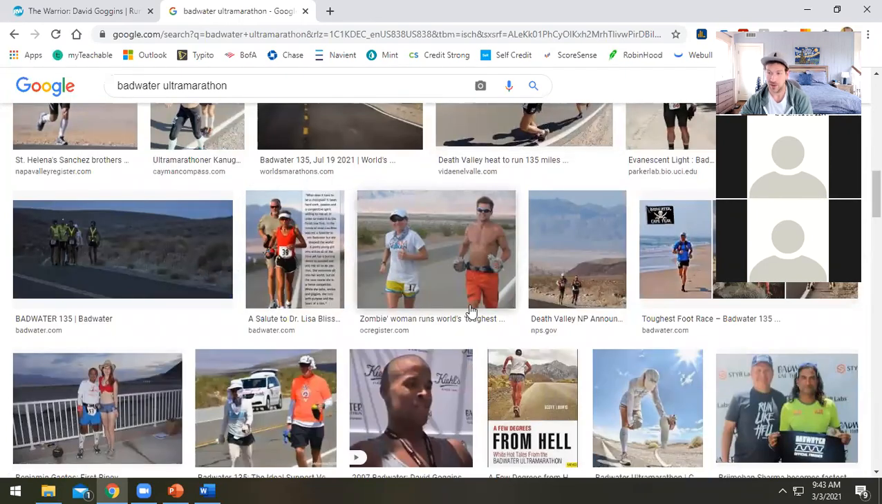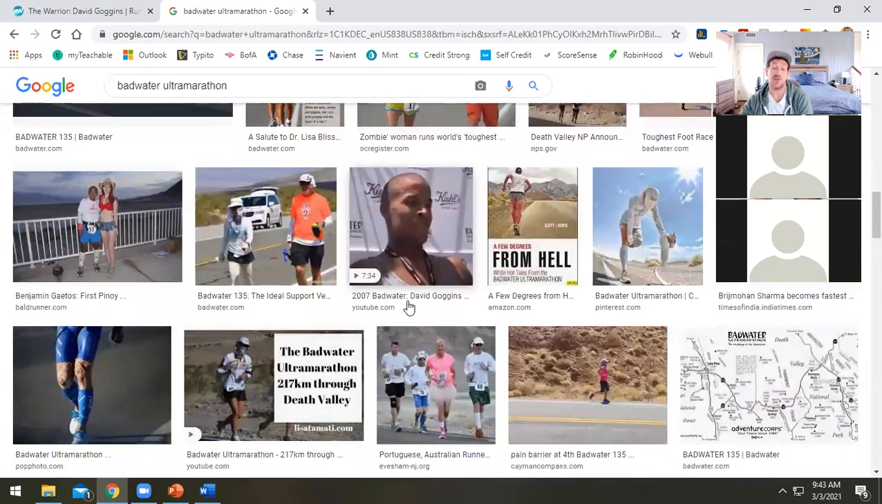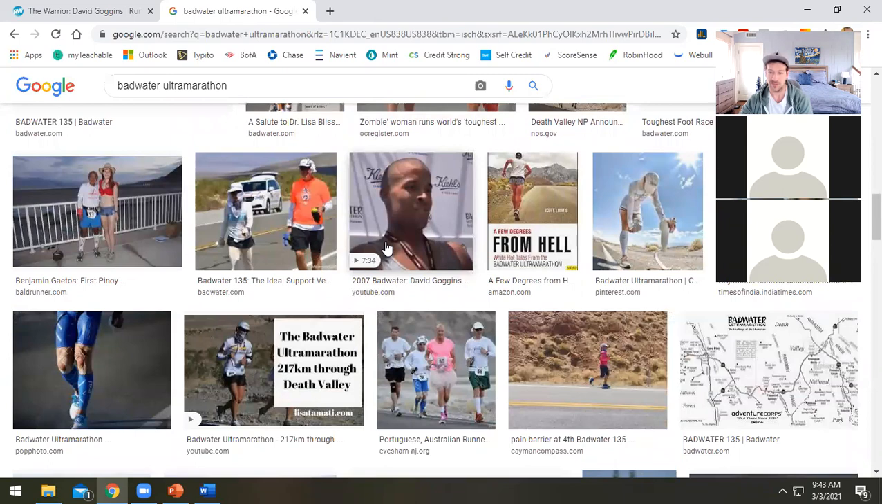Read Born to Run. It's a great book all about ultra marathoning. It's my favorite book I've ever read. It's literally my favorite book. I love it so much.